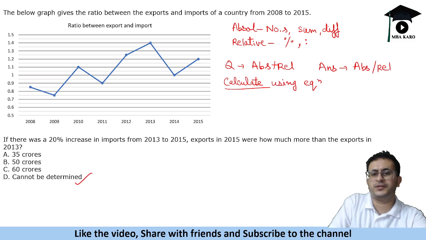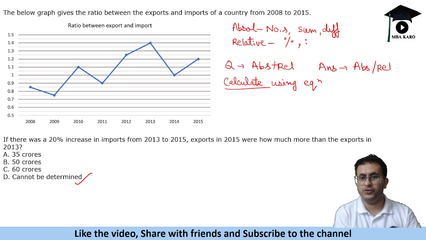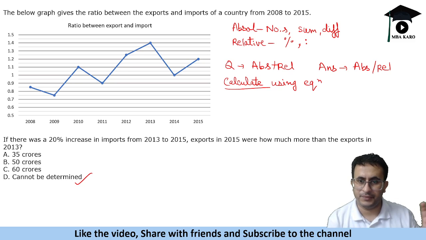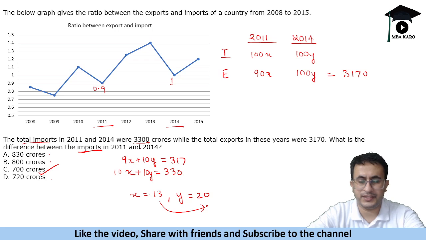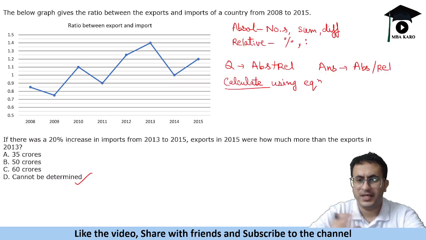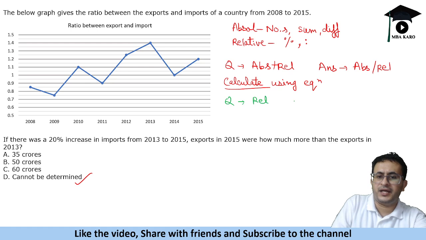using the given number, with equations or whatever, like we did in the previous question. We were given some absolute data, that the total import was 3,300, so we made equations and solved it. The second case, which appears magical to us, is if the question has relative data and the answer is also relative, you can assume any value.